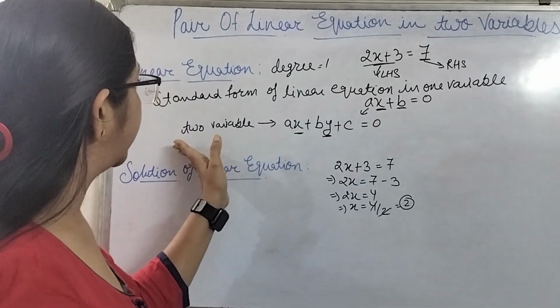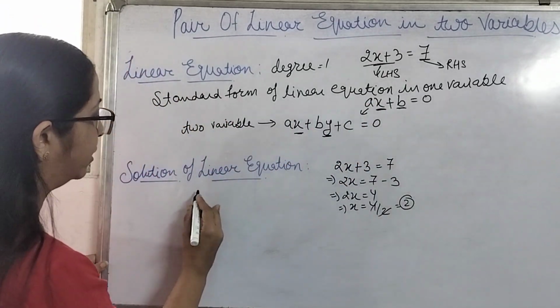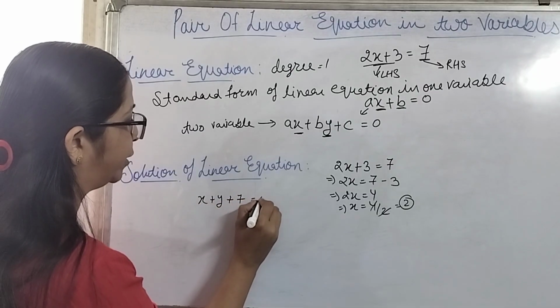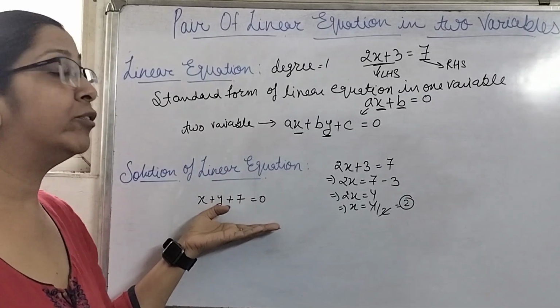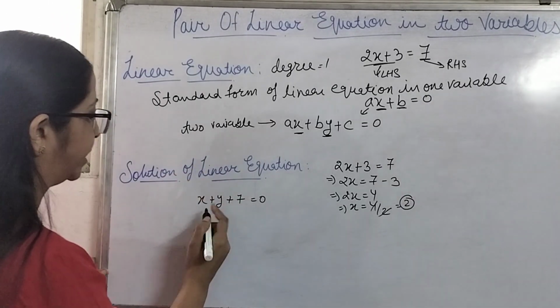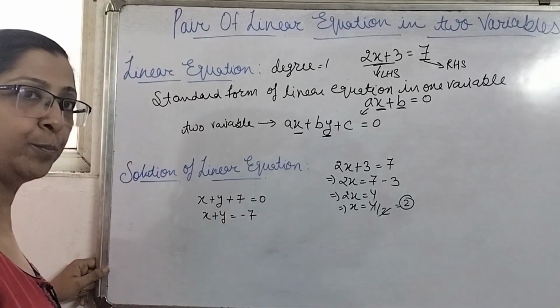Now let's take a linear equation in two variables. Suppose I say x plus y plus 7 equals 0. What will be the solution of this equation? Let us check it out. We can write it as x plus y equals minus 7.